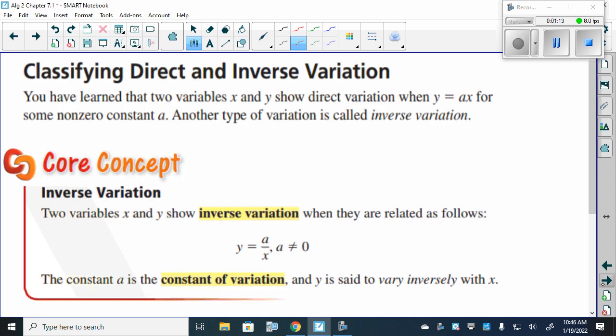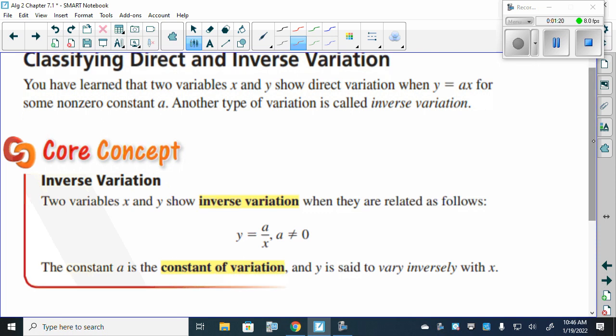Now, before we delve into that, we're going to talk about direct and inverse variation first. Direct variation: you have learned that two variables show direct variation when y is equal to a times x for some non-zero constant a. And another type is called inverse. Just as a reminder, direct variation means as one increases, the other increases. As one decreases, the other decreases. So either they're both going up or both going down.